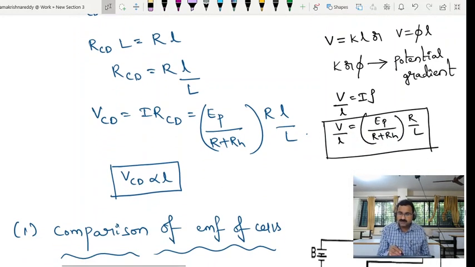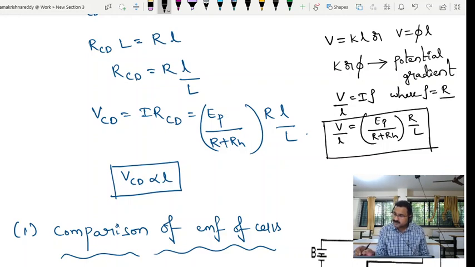The same thing, V_CD, what is the answer we got there? That small L is sent to that side. That is, V_CD by L is equal to how much? E divided by R plus R_H into R by L. So this is what we can write. Here, what is rho indicating in that one? Rho is resistance per unit length. So that's why we can write in that form.